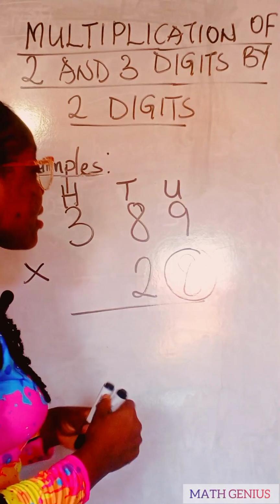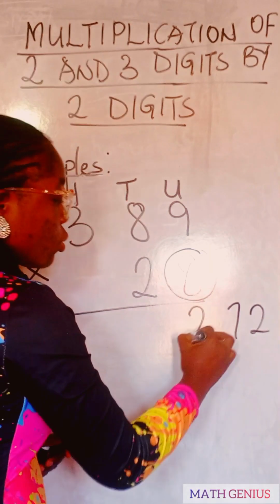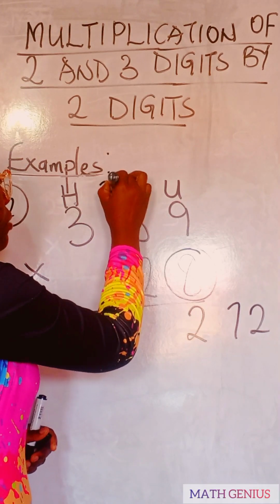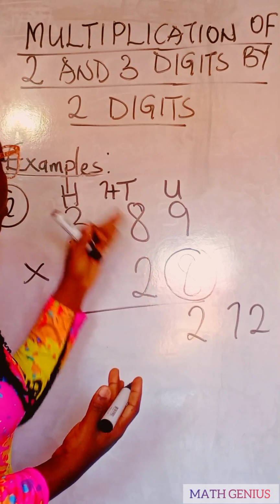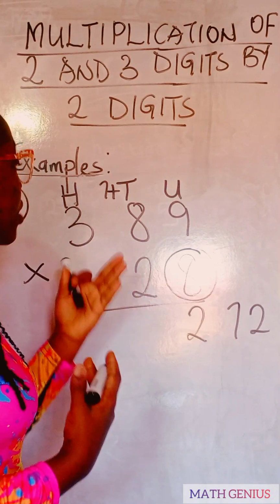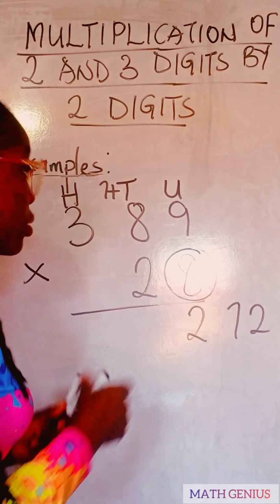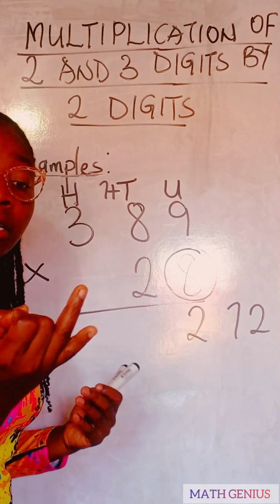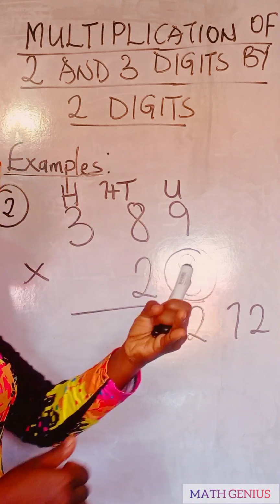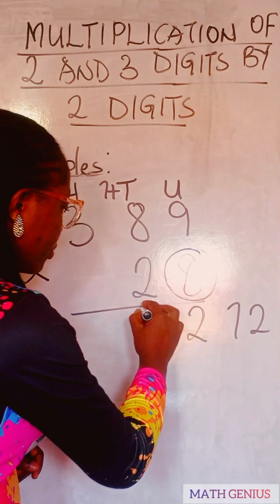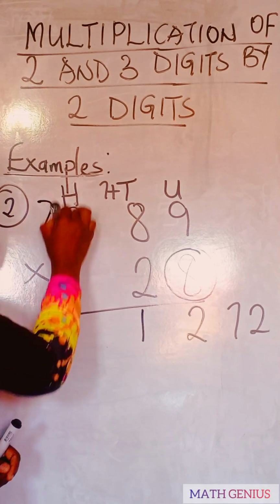8 times 9 is 72. Two digits, so you put down 2 and take 7 to the next place value, which is tens. 8 times 8 is 64. 64 plus 7, that's 71. 64, 65, 66, 67, 68, 69, 70, 71. Put down 1. Take the next digit now to 100.